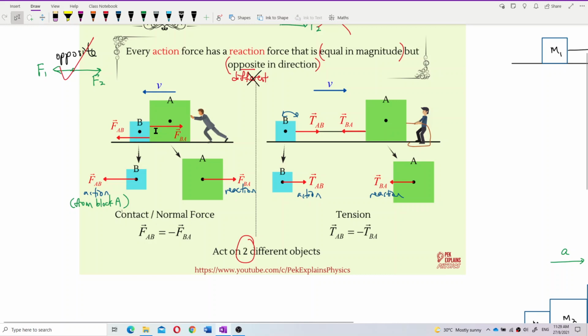They must come into contact. Block A and block B come into contact. Then only do they get this contact force, this normal force. Understand? Okay. Right now, let's look at FAB.